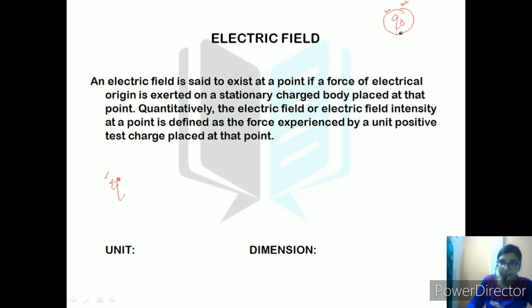So here we define the electric field at a point: an electric field is said to exist at a point if a force of electrical origin is exerted on a stationary charged body. We have taken the stationary charged body as q naught placed at that point. If it is not experiencing any force of electrostatic origin, that means there is no electric field.